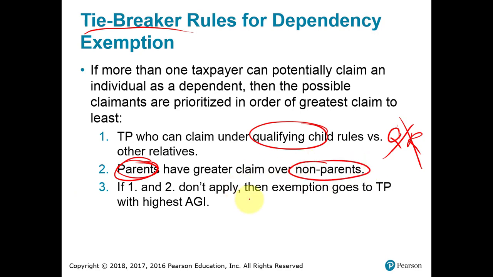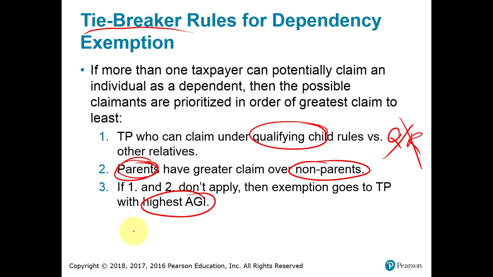If it's two parents trying to claim the child, unmarried, separated parents of the child, typically the parent that has custody for more than half the year is going to win. It is possible that the custodial parent can elect to give the non-custodial parent the right to claim the child, but that has to be affirmatively given, not just automatically taken. Here it says that if none of this 1 and 2 apply, then the taxpayer trying to claim the exemption with the highest AGI is going to win.